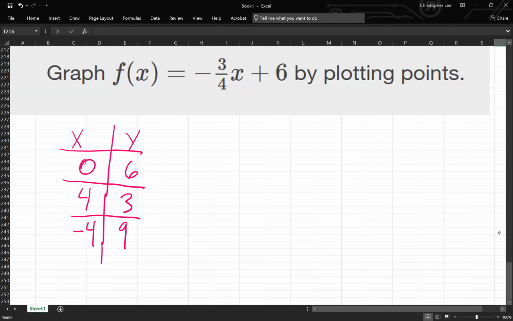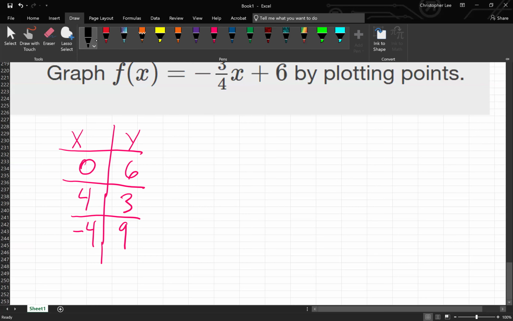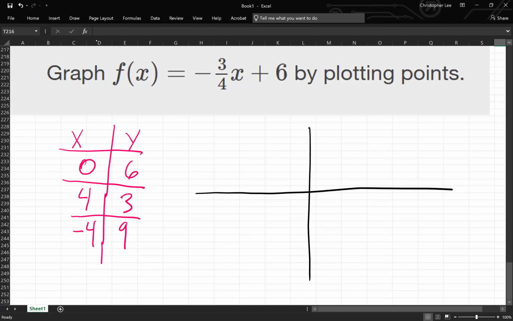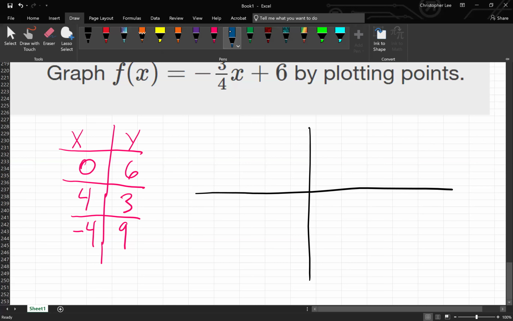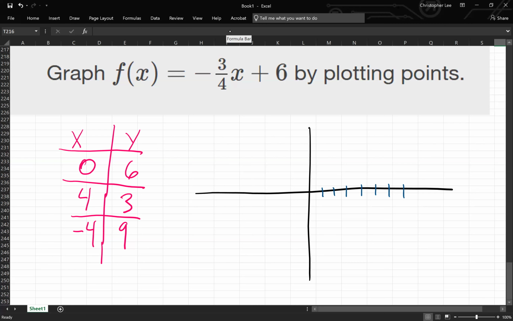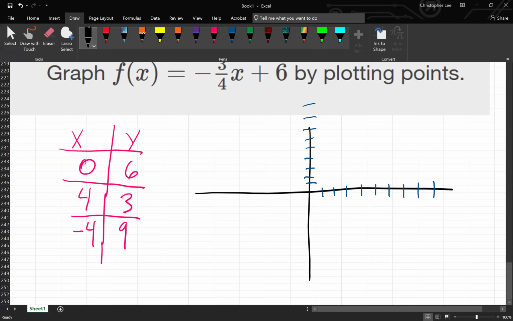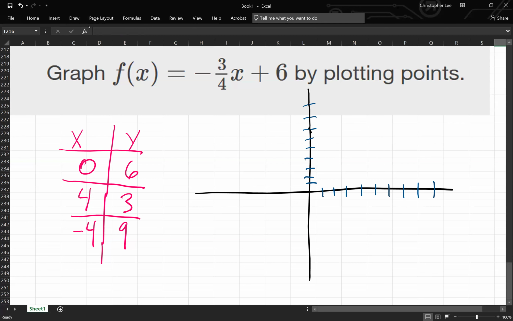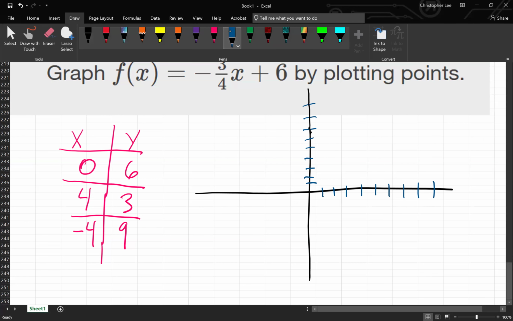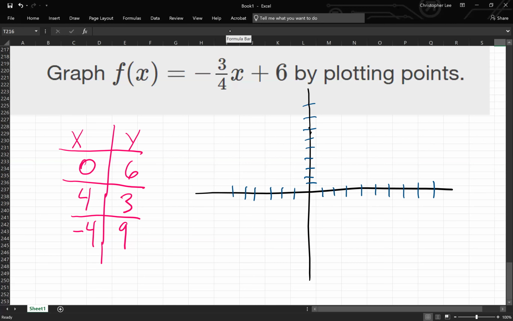All right. So now let me get this graph going. I need to go all the way up to 9. Just bear with me one second. 1, 2, 3, 4, 5, 6, 7, 8, 9. Bear with me one second. Okay, we get the idea.